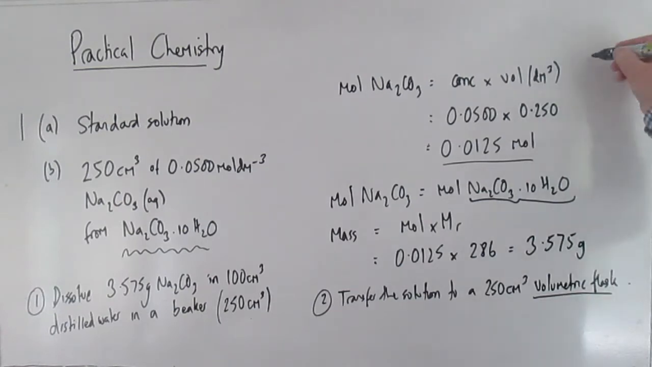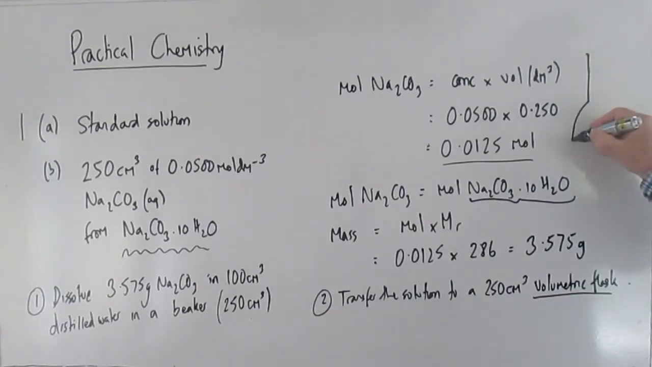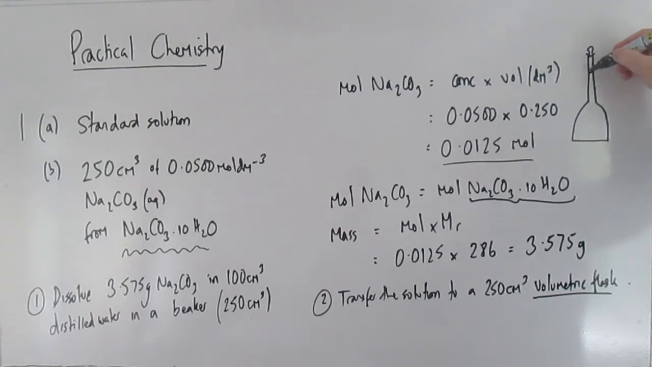So a volumetric flask, remember, is something that looks like this. It's this shape of flask and it has a graduation line on there, and the idea is that when you fill it up so that the meniscus of the water is just sitting on that line like that, then you have exactly 250 cm cubed in there. So that's what you use for making up these solutions.